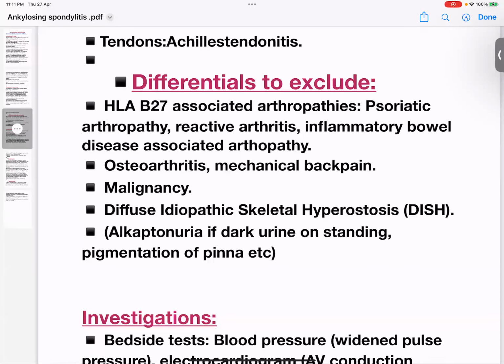Differential associated: look for any other arthropathies like psoriatic arthropathy, but believe me, for the exam, this is a spot diagnosis. Psoriatic arthropathy will not be mixed with ankylosing spondylitis, reactive arthropathy or reactive arthritis, inflammatory bowel disease associated arthropathy, osteoarthritis, mechanical back pain, malignancy, diffuse idiopathic skeletal hyperostosis. So all these are just theoretical differential diagnoses.